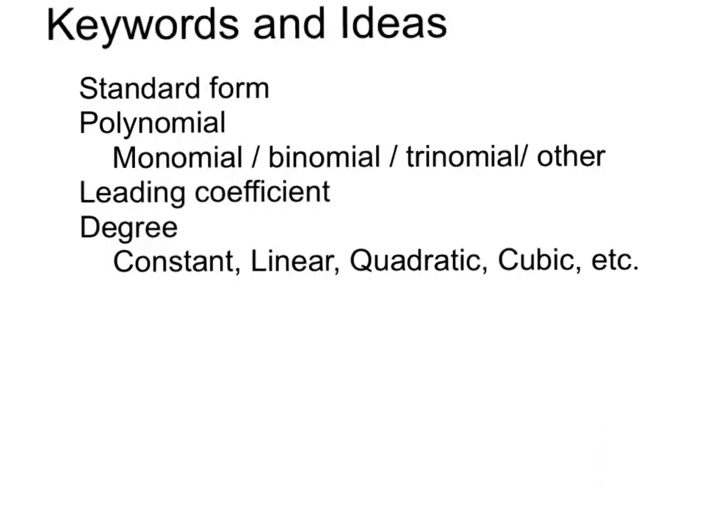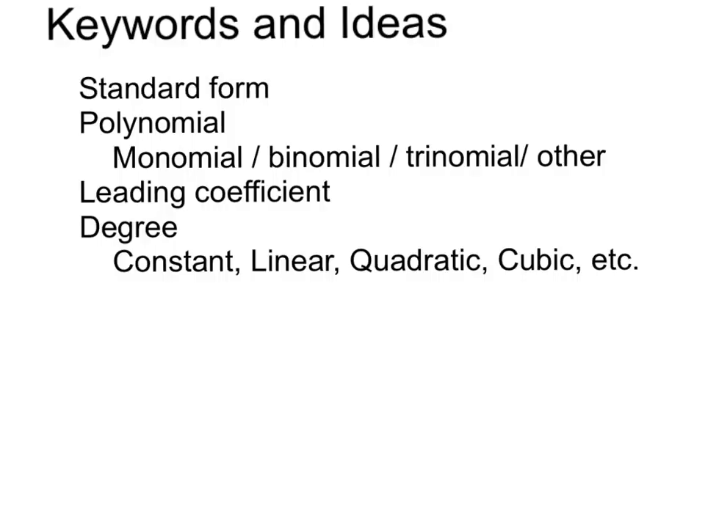Alright, for skill number 55, the keywords and ideas that we need to know are standard form. We should be able to look at a polynomial and put it into standard form. And speaking of polynomials, we should be able to know how to identify a monomial, binomial, trinomial, or if it's a polynomial with 4 or more terms. We should also be able to identify the leading coefficient, the degree of the polynomial, and if it's a constant, linear, quadratic, or cubic function.